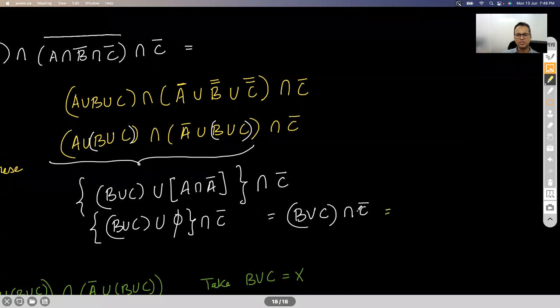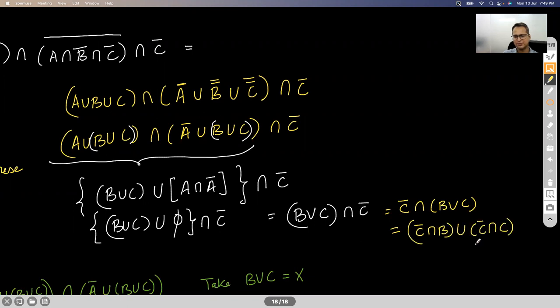Now, let us use the distributive property. You can also write it this way. If you use the distributive property, it becomes C complement intersection B union C complement intersection C. So this is as good as B intersection C complement, commutative law. And this is anyways a null set again. So the union of any set with a null set is the same set, which basically gives you this as your answer, which is option number C is correct.